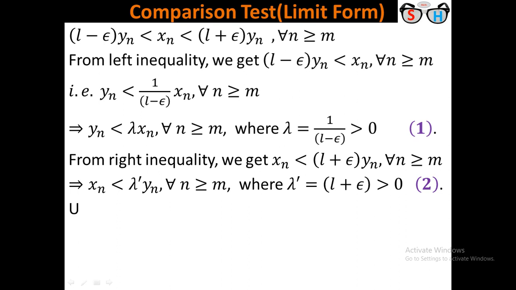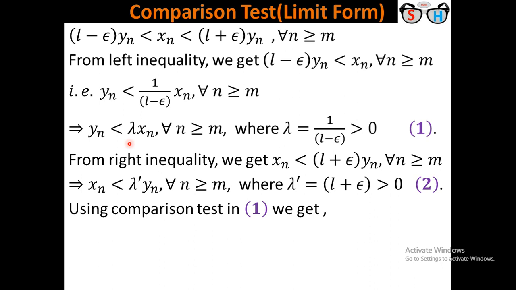If you use the comparison test in 1, you know the comparison test in general form, which I discussed in the previous video. There I said that when series xn is convergent, then series yn is convergent. When series yn is divergent, then series xn is divergent. In other words, when the larger series is convergent, the smaller series must be convergent, and when the smaller series is divergent, the larger series must be divergent.